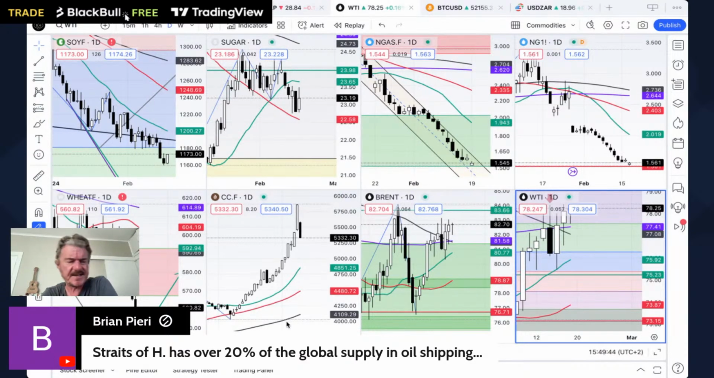It's Hamas, is it? I can't remember. I think it's Hamas has over 20% of the global supply in oil shipping. Yeah, and tankers, at least cargo ships, being disabled in that region.